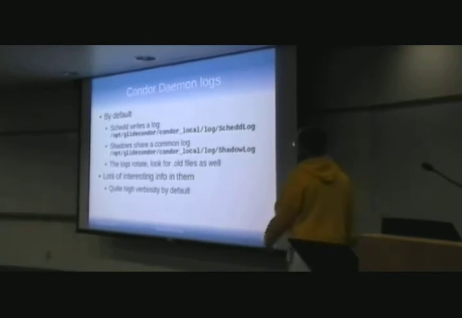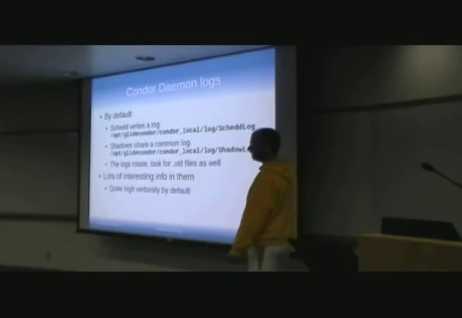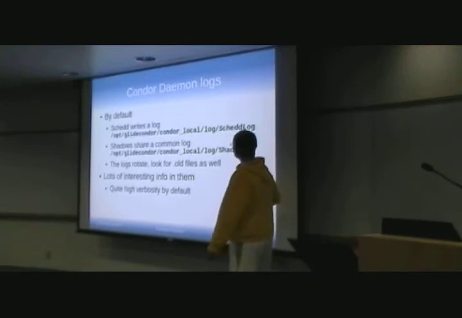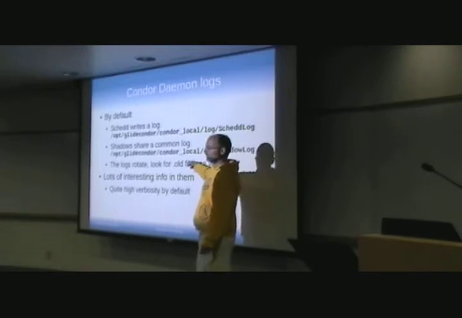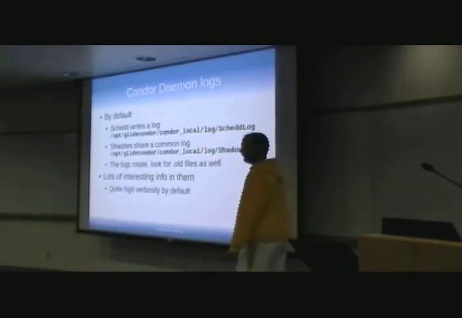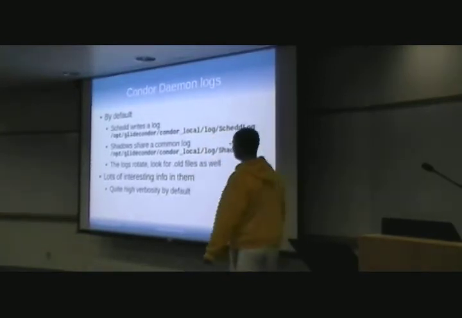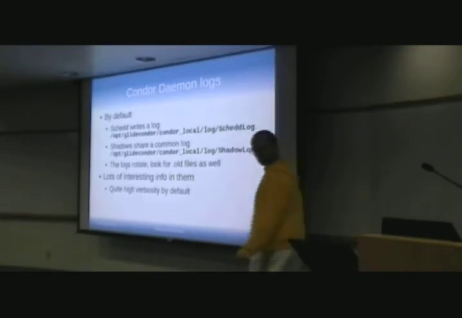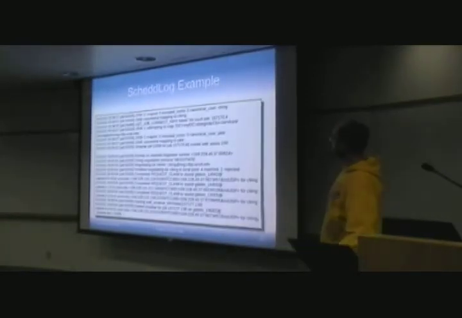Similar to the collector, the daemons also write their own logs. You have one log for the schedule, one log for the shadow, so you have one log per job, which is good. And again, you have the old files, so anything that is not happening right now, make sure you look in the old file as well. And there is lots of interesting info in them. They have quite high verbosity by default. We have a few examples, yes.